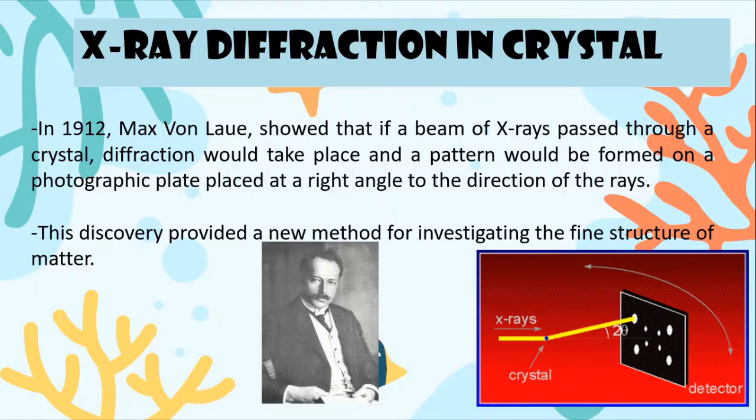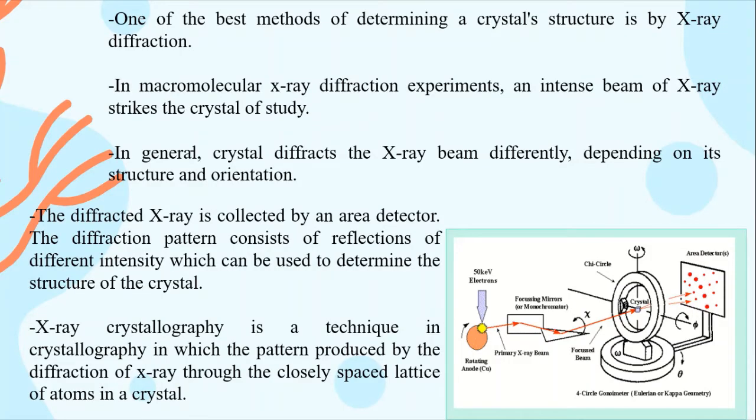For X-ray diffraction in crystals, in 1920 it was discovered by Max von Laue when he noticed that if a beam of X-rays passes through a crystal, diffraction will take place and a pattern will be formed on a photographic plate placed at a right angle to the direction of the rays. The discovery provided a new method for investigating the fine structure of matter. And yes, one of the best methods to determine the crystal structure is by X-ray diffraction.